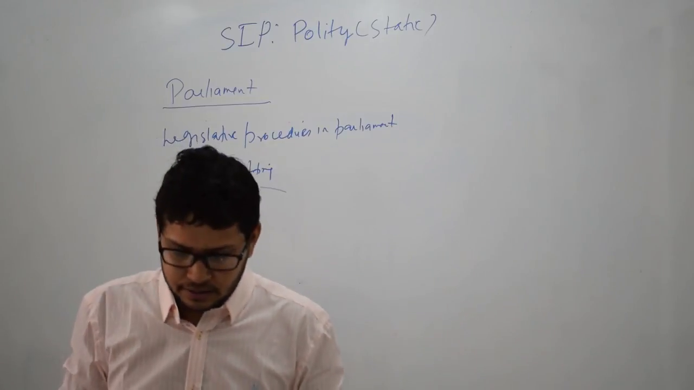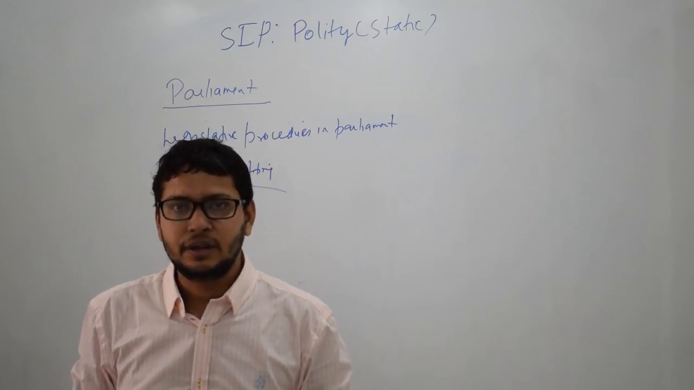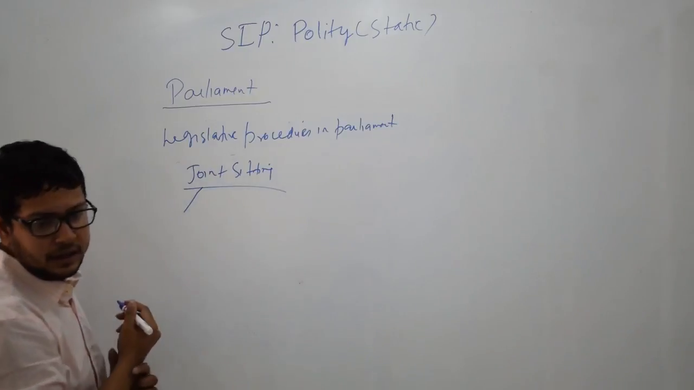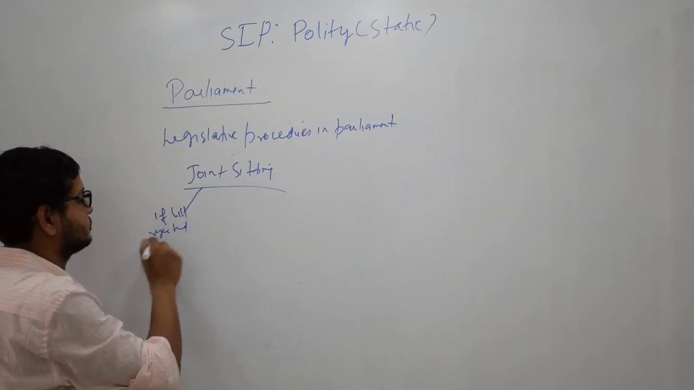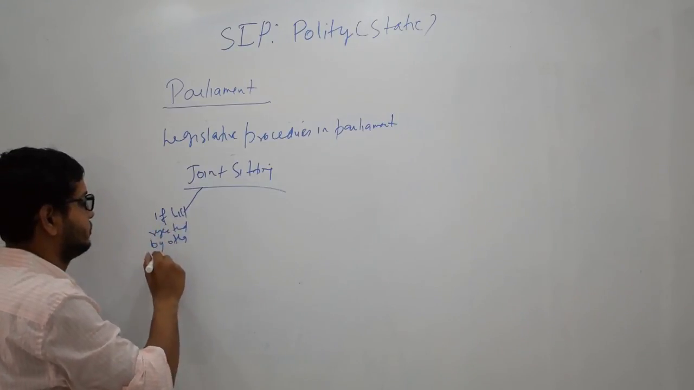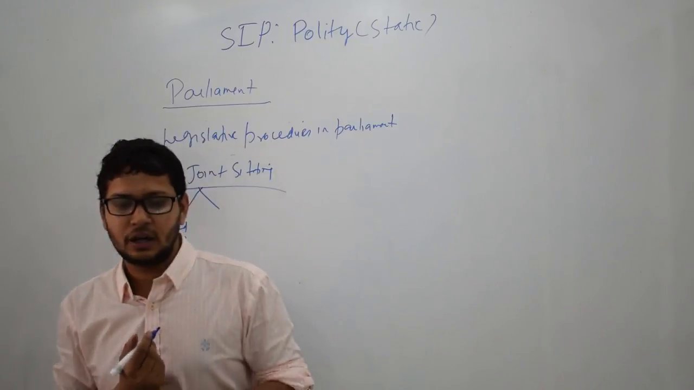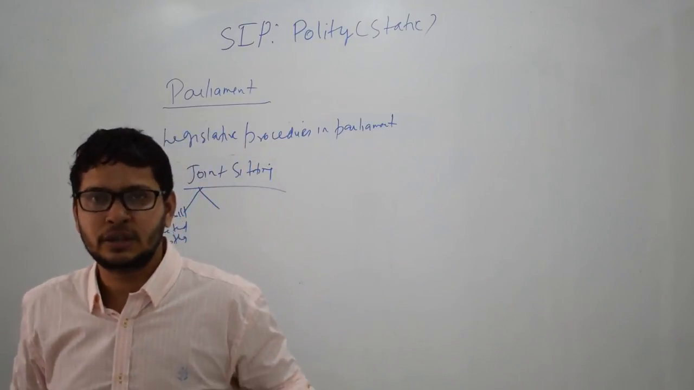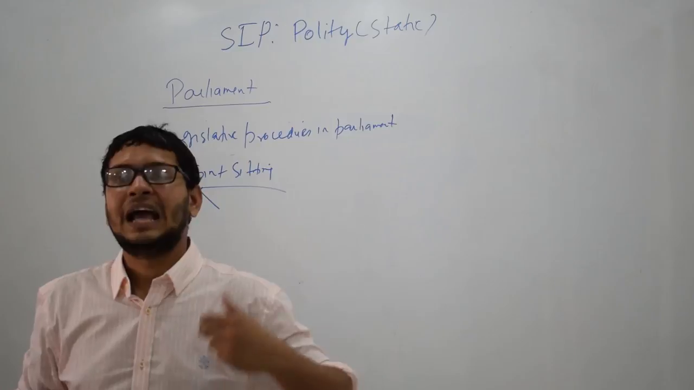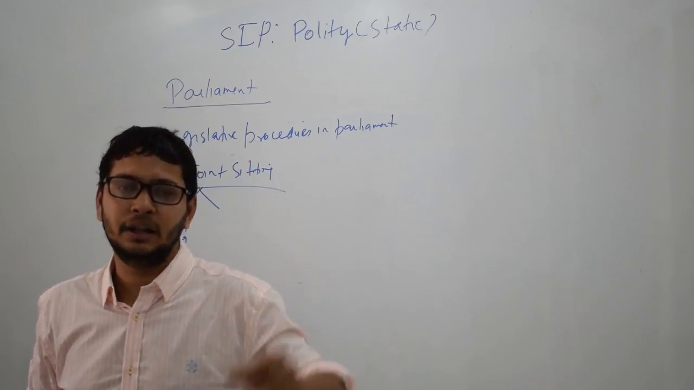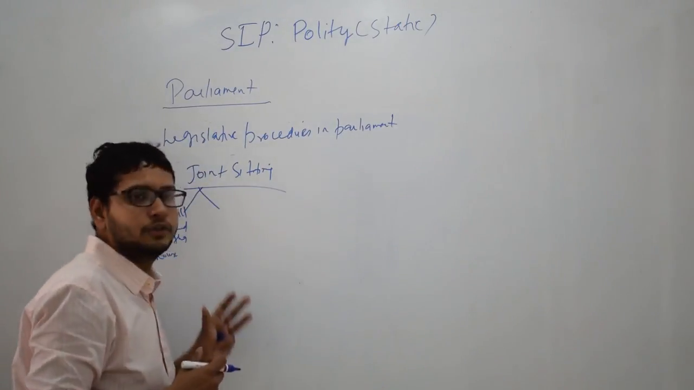It could take place under three situations. Firstly, if the bill is rejected by the other house. Secondly, if the house has finally disagreed to the amendments we made. So if the bill is introduced in Lok Sabha and passed, then it is introduced in Rajya Sabha, and Rajya Sabha has made some amendments to the bill, and those amendments are not accepted by the Lok Sabha, then in that case also we have a provision of joint sitting.